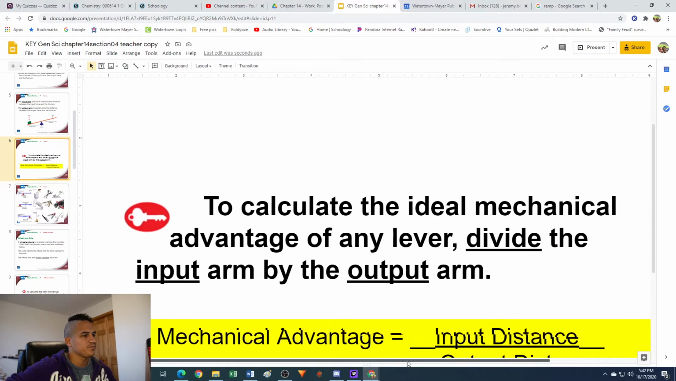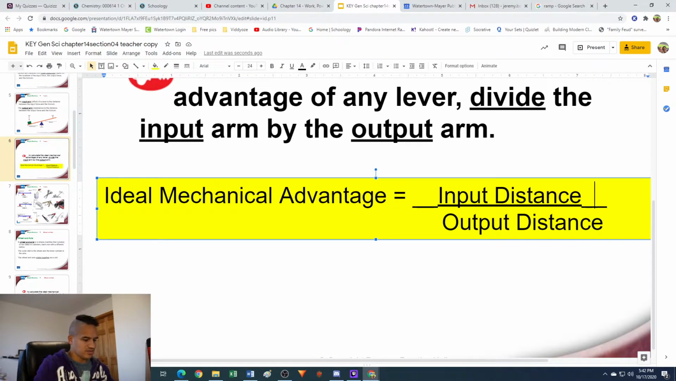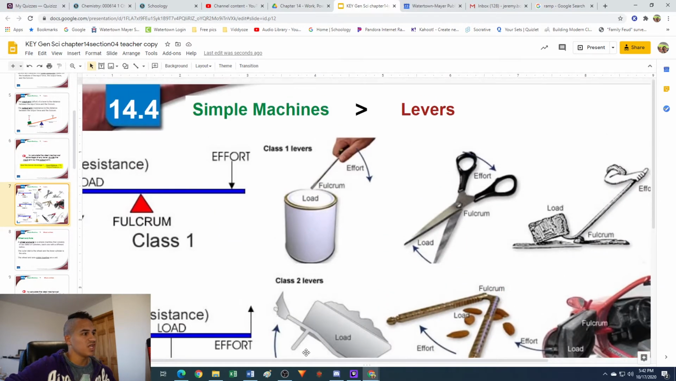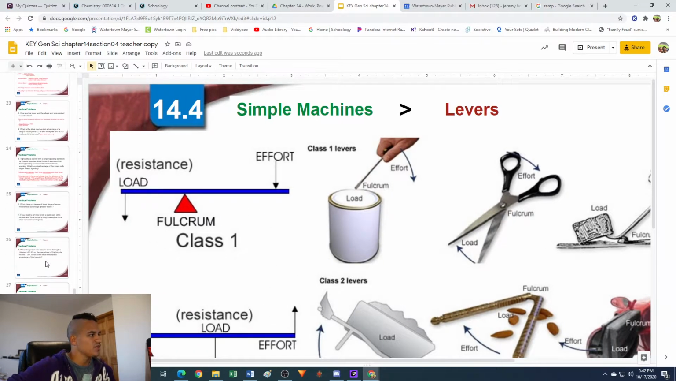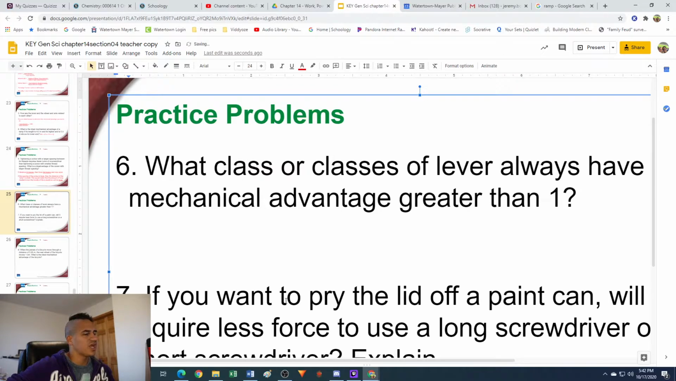So if we take a large input, let's say this is 10, right? 10 divided by a small number like, I don't know, 1, we're going to get a mechanical advantage of 10, which is pretty good. Okay, so first class levers can have a mechanical advantage greater than 1. Okay, that's one type of lever. So let's go put that down on our answer here. Okay, so what types of levers can have mechanical advantage greater than 1? First class lever can.